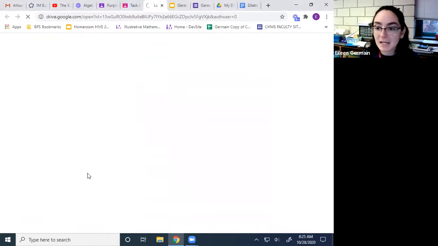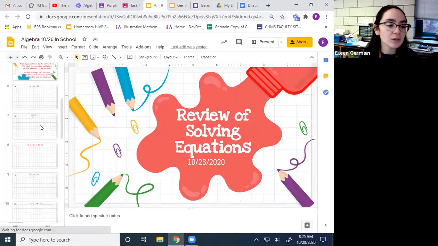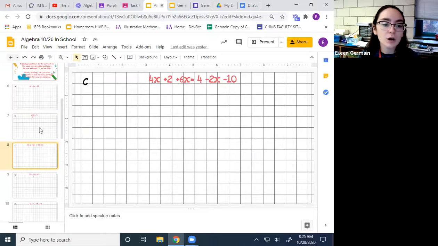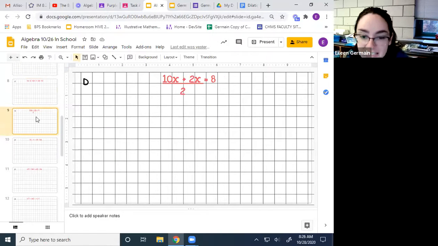Let's look at the activity from Monday. When we were in class, we were able to get through, I believe, the first three. We solved A through C. So now we're going to look at our activity and we're going to look at letter D.